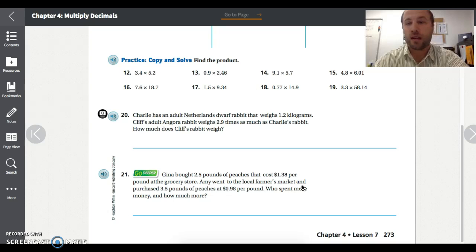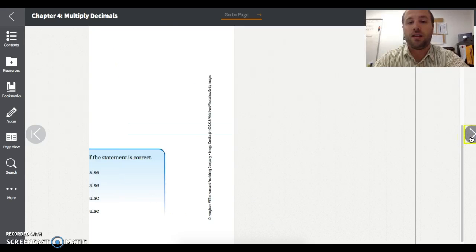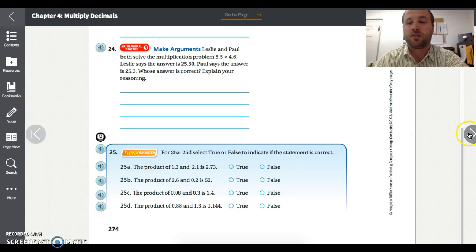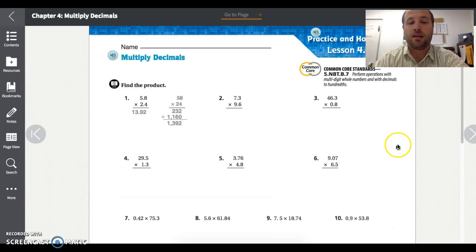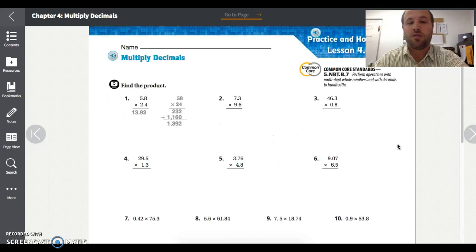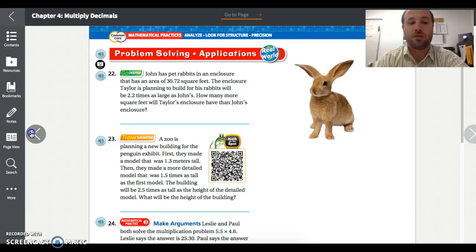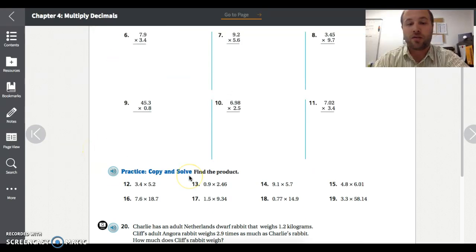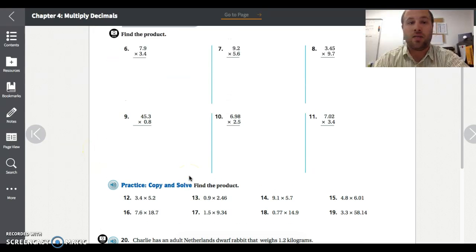If you get done early, again, raise your hand. I'll come and check your work. We'll talk about it. We'll see what's what. And then your exit ticket is down here, number 25. We'll talk about that at the end of the day. And then here's your homework, practice and homework 4.7. You're going to get tons of practice at this because this is the big one you will see on the test. I want you to have tons of time working with these numbers, moving decimals out and back in. If you have any questions, raise your hand. If not, we're done here.